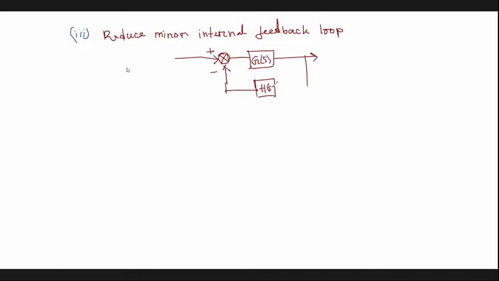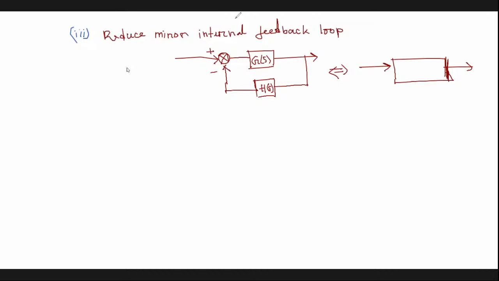So these are just examples. There should not always be G's and H's. There may be other things, but you have to apply rule number 5. So you have to reduce the minor internal feedback loop. That is the thing. So you have to write the block. Okay, so this is the block.